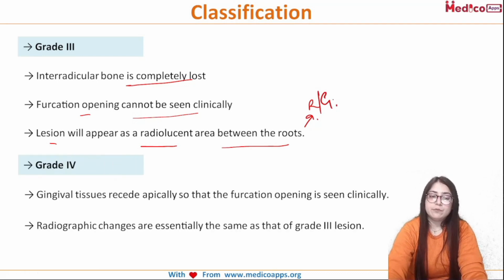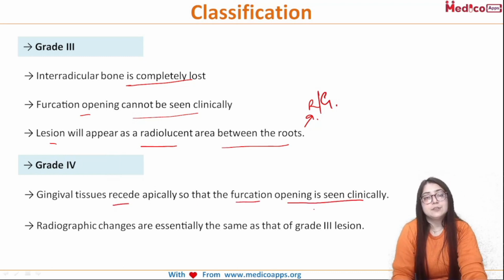Then coming on to grade 4. Gingival tissue recedes apically so that the furcation opening is seen clinically and it is through and through. Right from the buccal side, you can pass your probe to the lingual side. Radiographic changes are essentially the same as in a grade 3 lesion. That means you can see a radiolucent, that means black, area between the roots, right?